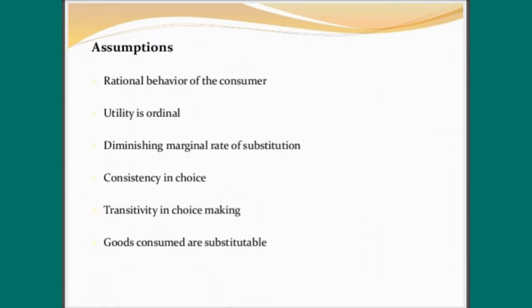He is very consistent in choice. No other changes will be there in his choices. The next one is transitivity in choice making. And the last one is that goods consumed are substitutable. So, children, these are the assumptions put forward by economists for this analysis.